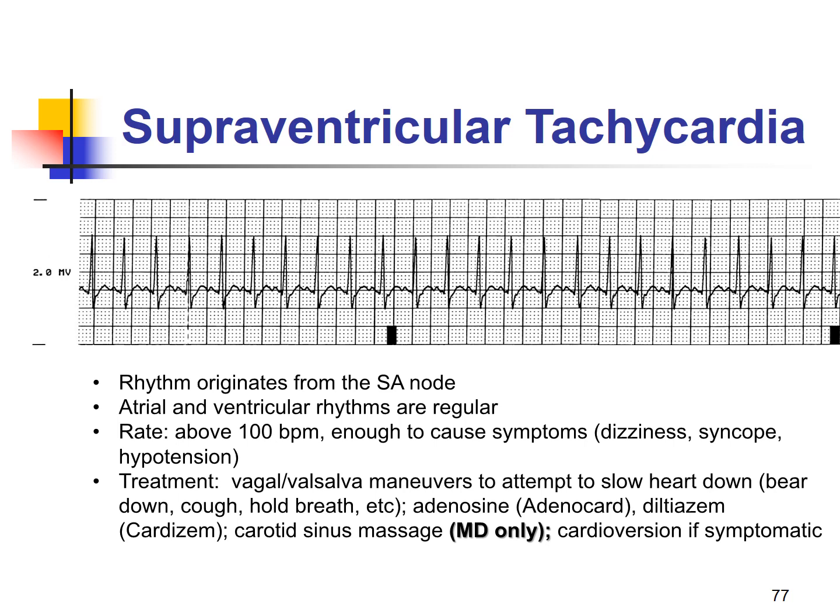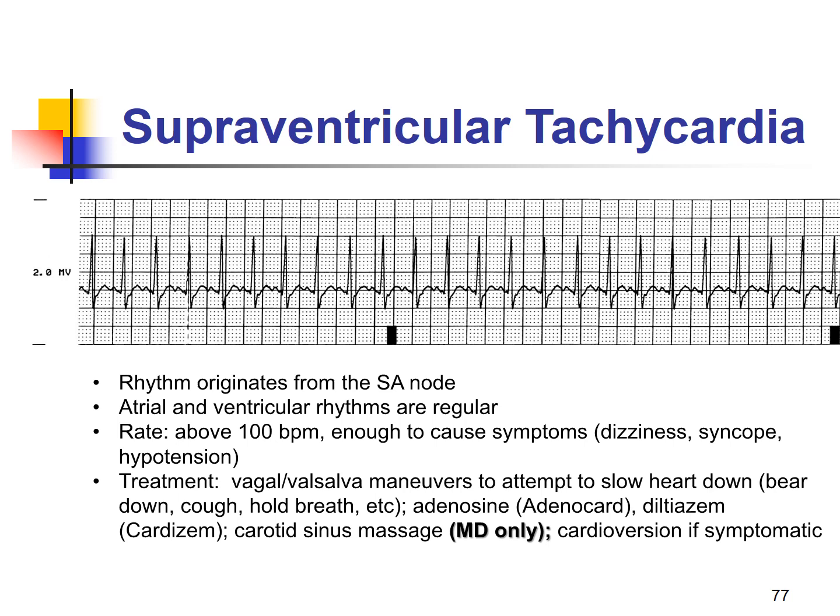Supraventricular tachycardia. You see the difference? You see the other rhythm that we just looked at. See how this looks different, right? So the rhythm originates from the SA node still. The atrial and ventricular rhythms are regular. The heart rate, however, look at it, it's above 100, right? But enough to cause symptoms, right? So the patient may have syncope, dizziness, hypotension.